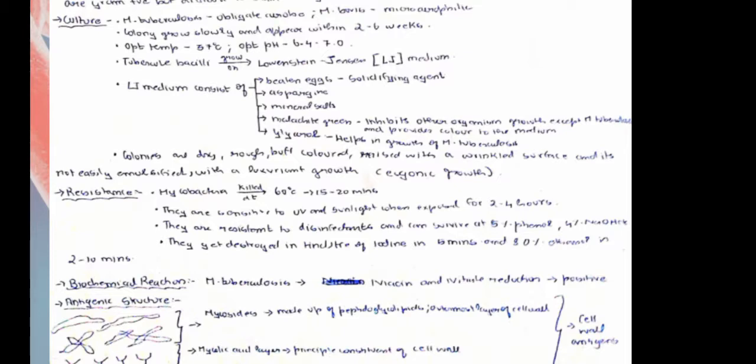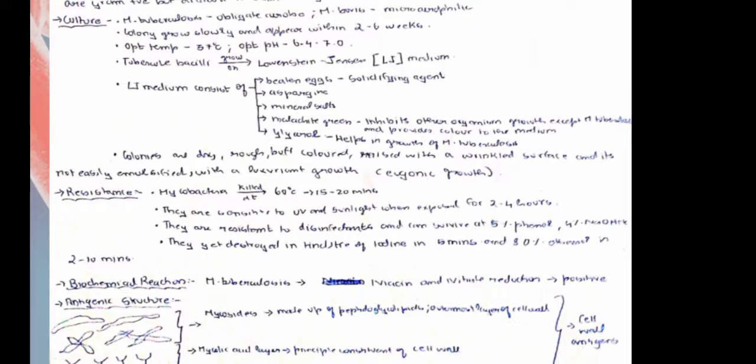Coming on to the biochemical reactions, niacin and nitrate reduction are positive in nature. The antigenic structure is divided into two, that is the cell wall antigens and the cell membrane. The cell wall antigen will include 4 layers. The first one is mycosides, which are made up of peptidoglycolipids and are the outermost layer of the cell wall.